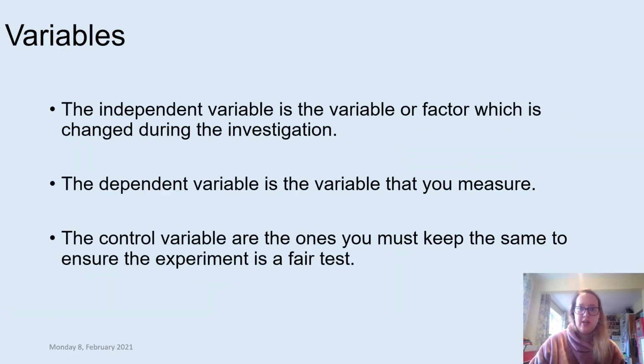Okay, so let's have a look at these variables then. The independent variable is the variable or factor that is changed during the investigation. So that is the one you change. The dependent is the variable that you measure. So if you were to investigate temperature, with temperature being the independent variable, the temperature would go along the x-axis of a graph, and then whatever you're measuring would go on the y-axis of the graph. And the control variable, or you can have more than one control variable, are the ones that you must keep the same to ensure the experiment is a fair test.